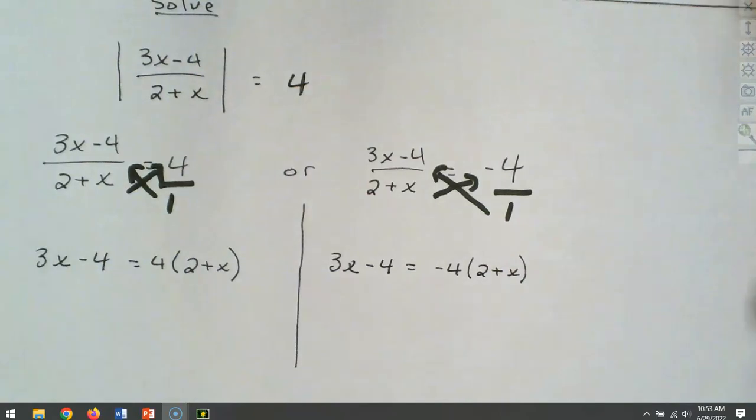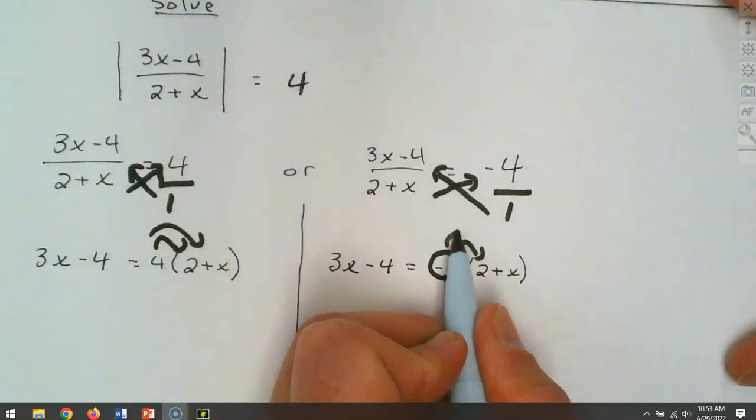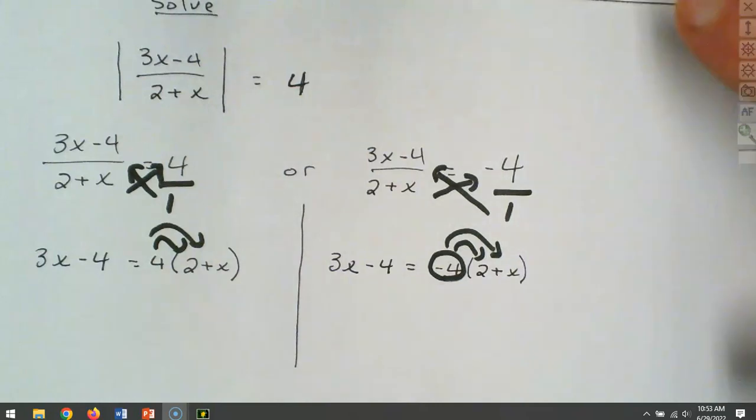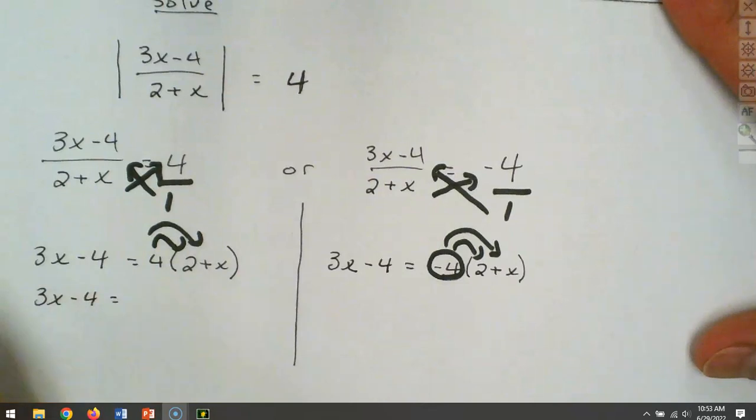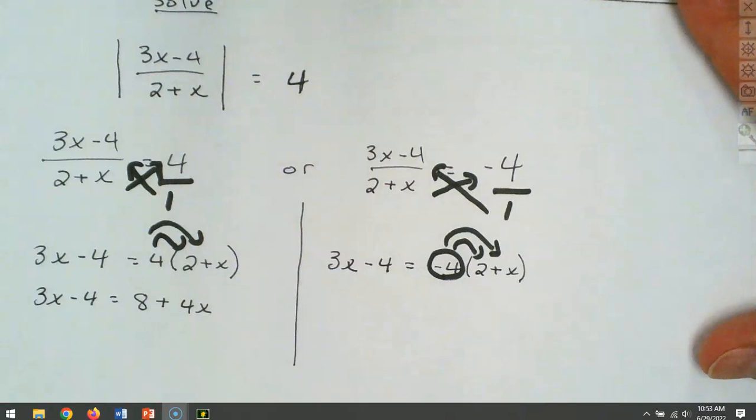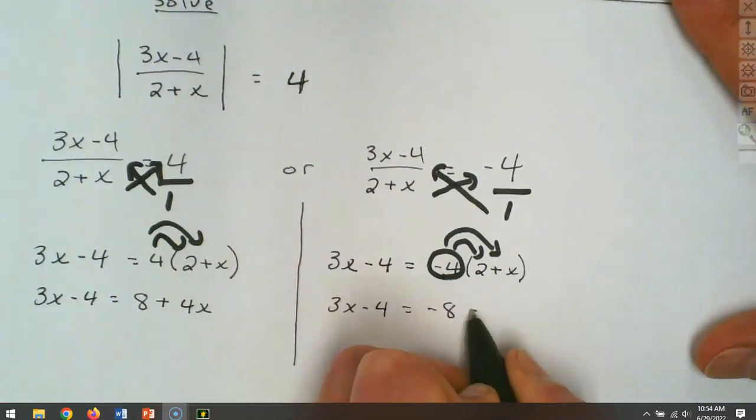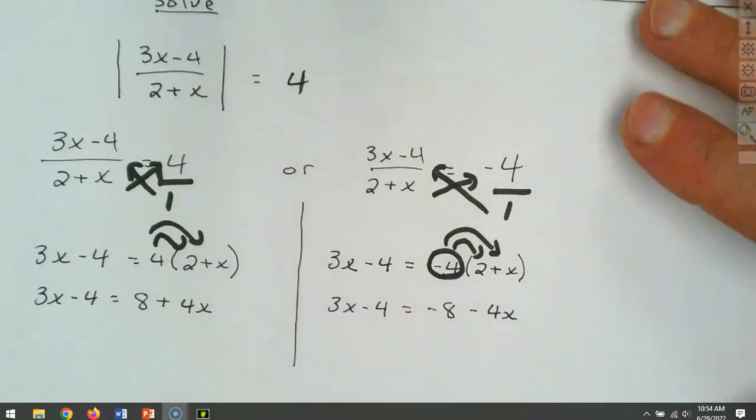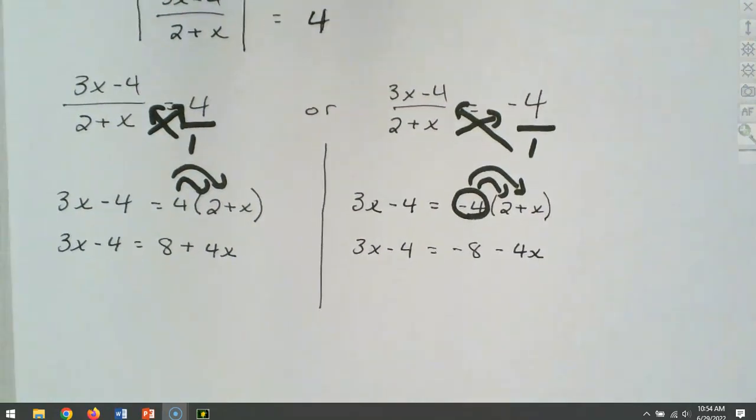Now we just simply distribute through that 4 and that negative 4. And that is now 3x minus 4 equals, when you distribute, 8 plus 4x. And 3x minus 4 equals minus 8 minus 4x. You should kind of know what to do from here. You just simply solve it. So you move things around, solve it, and we're done.